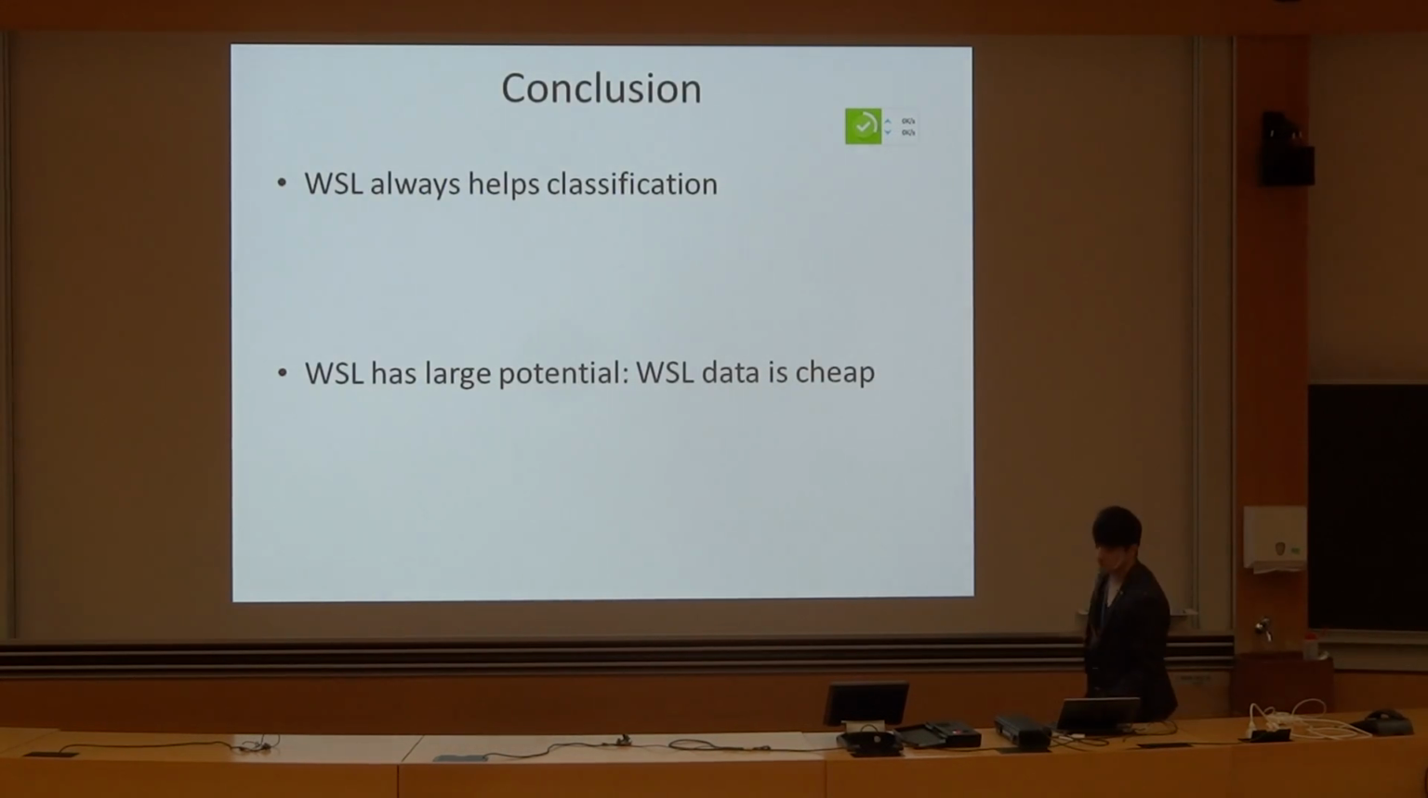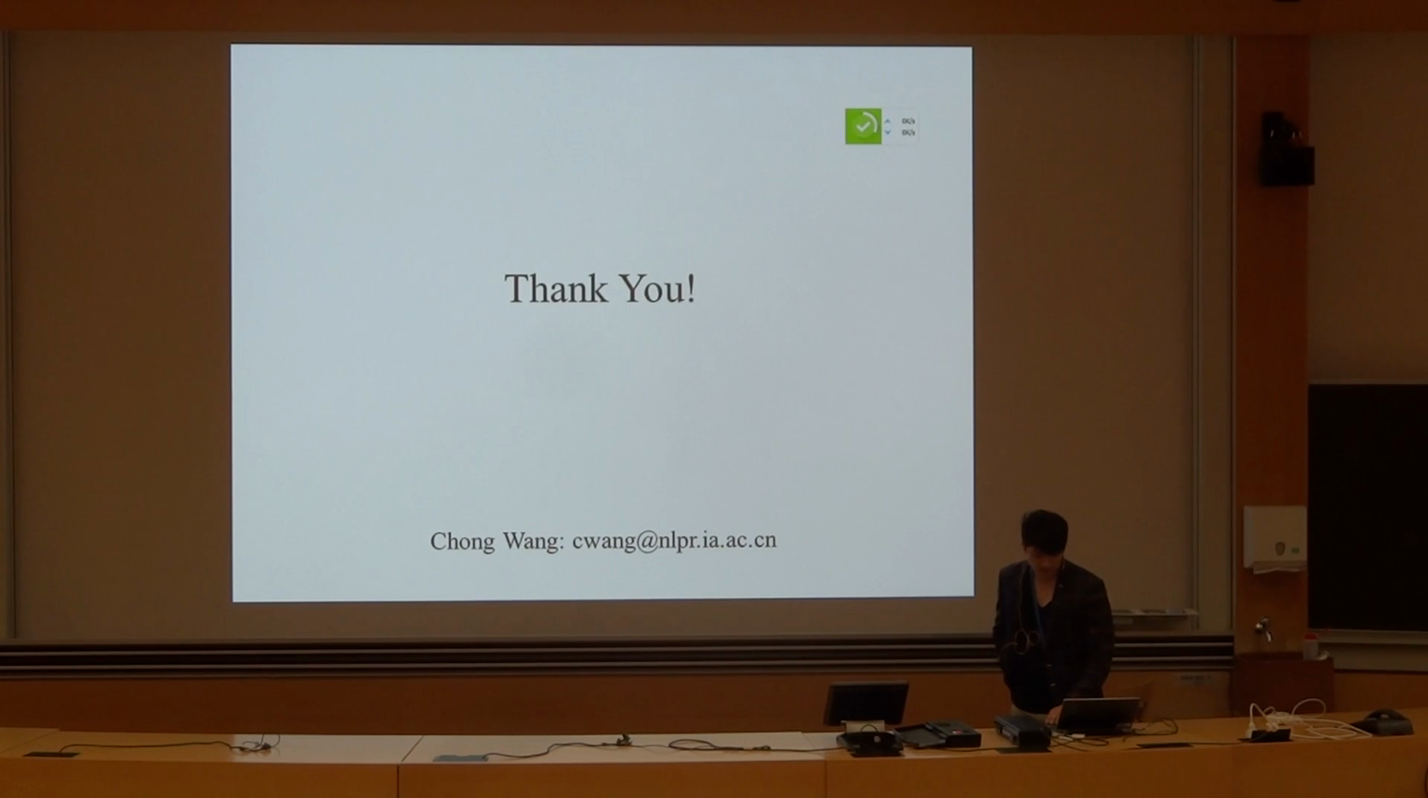Okay, finally, we have two conclusions. The first, I think, is that weakly supervised localization always helps classification. I think you can maybe further improve GoogLeNet. The second one is that weakly supervised localization has large potential because this kind of data is very cheap to get. You don't have to label all the locations manually, right? So I think it has large potential in the future. So thank you.